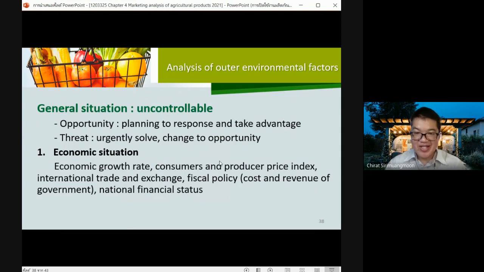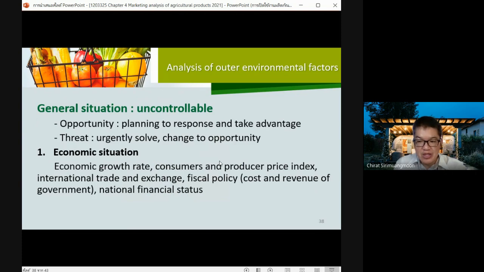Again, opportunity is planning to respond and take advantage. So it's a good chance for you to do or not to do something. But the threat is the bad thing that you confront and you need to solve it fast. And if it's good, you can change it to an opportunity. For example, for the opportunity, if I think fast, this time I'm going to think about fruit and vegetables that can be used to protect against COVID-19. This is our opportunity, but the threat is that it needs to be urgently solved.